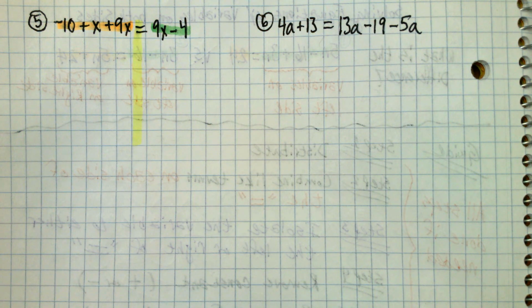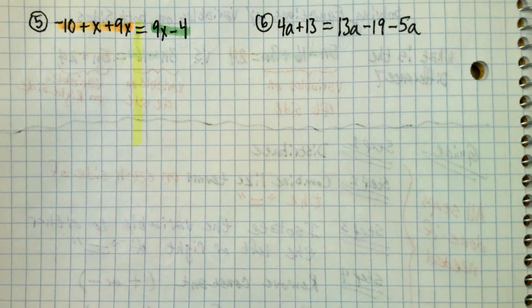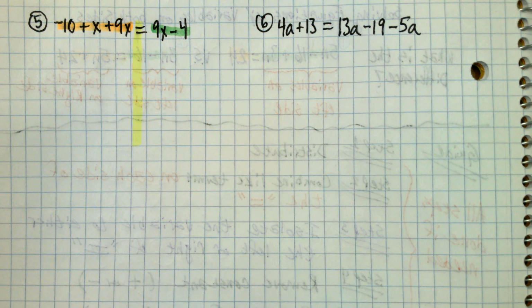So I want you to keep a mental note of the steps that we normally do. First step is to distribute, but do you see any parentheses? No. So we don't have to worry about that. Second step is look at the left and then look at the right. Can we combine? Yes. That we can do.